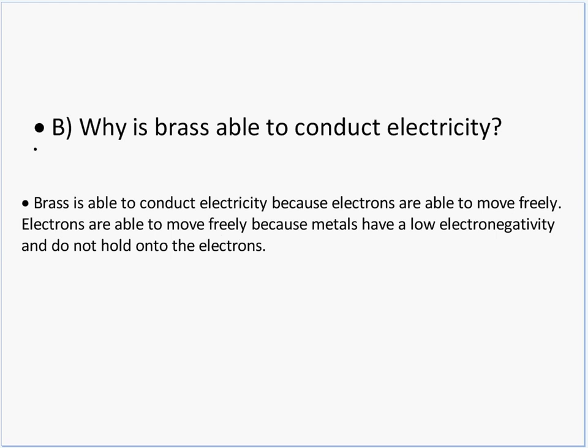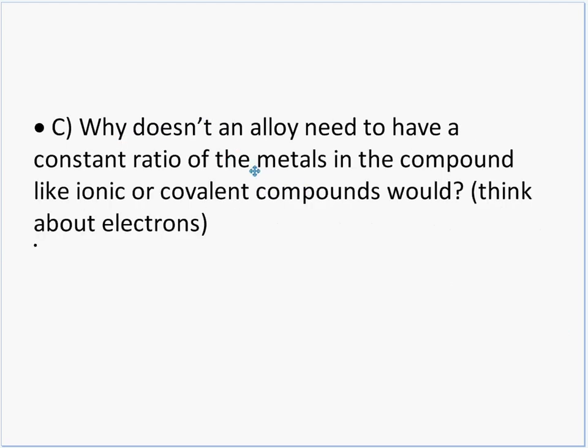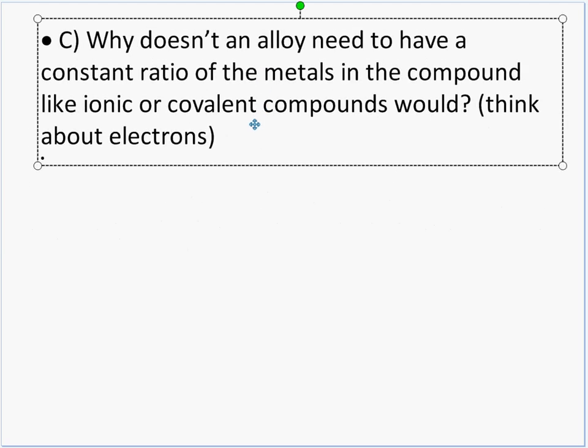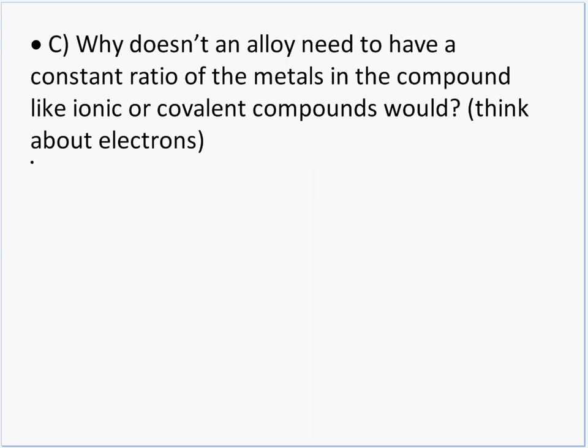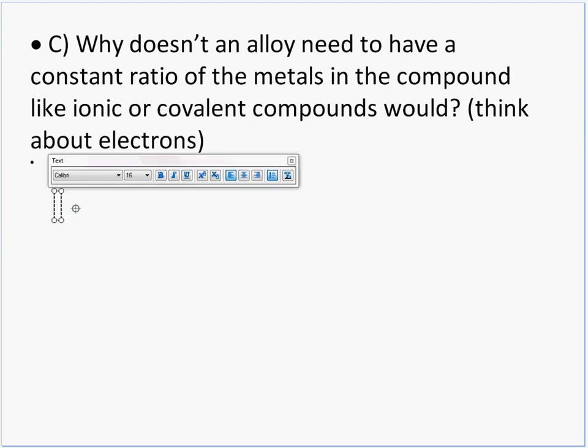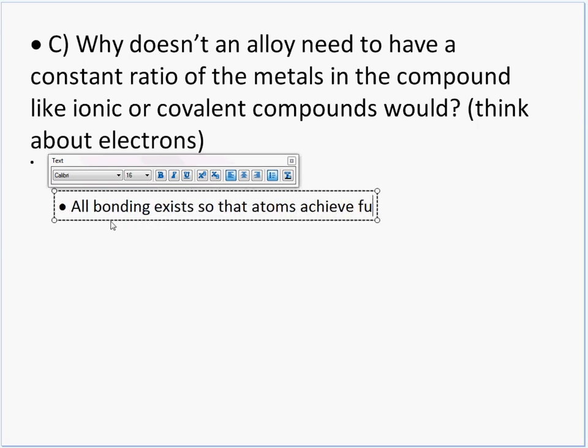Part C. Why doesn't an alloy need to have a constant ratio of the metals in the compound like ionic or covalent would? Think about electrons. Alright, so ionic and covalent, let's go back. All bonding is trying to fill an octet. Let's actually write that. So all bonding exists so that atoms achieve full valence shells.